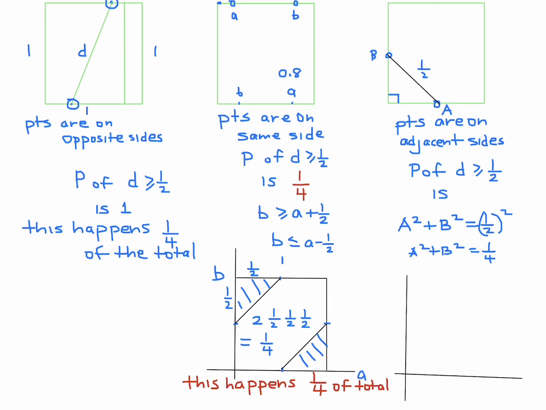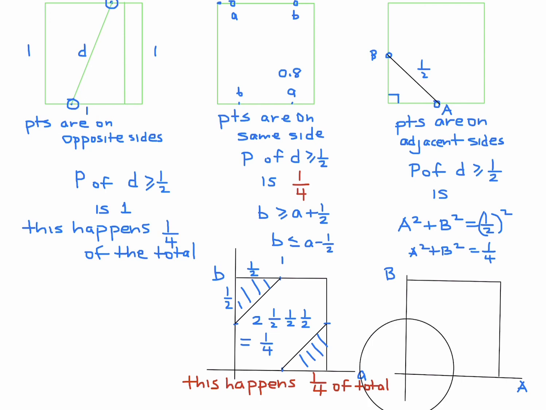It's the circle where A and B are obviously between 0 and 1. So we're only looking at the first quadrant where this is A and this is B. And the radius of the circle is a half. So first let's draw in our boundaries, which would be 1 and 1. And then we have to draw in a circle that has a radius of a half.